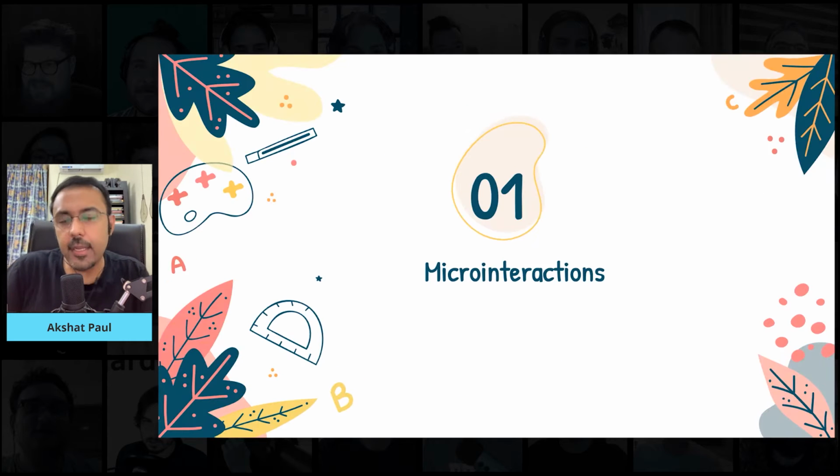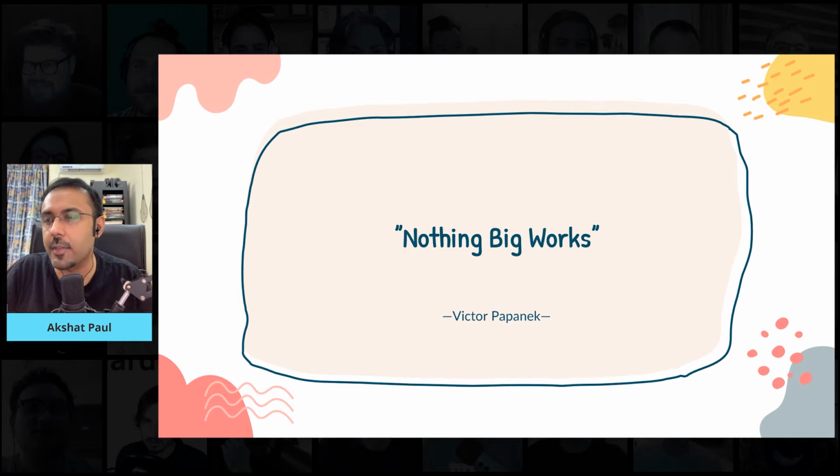So let's get started with part one of our talk, which is what are micro interactions. Before we get into the official definition of micro interactions, let's look at a quote which is one of my favorite quotes on this topic, by Victor Papanek, who is an Austrian born American designer and educator, a very prominent person in the world of design, who has a book called Design for the Real World. You can check it out, and it's not just limited to software, but actually design principles in general.